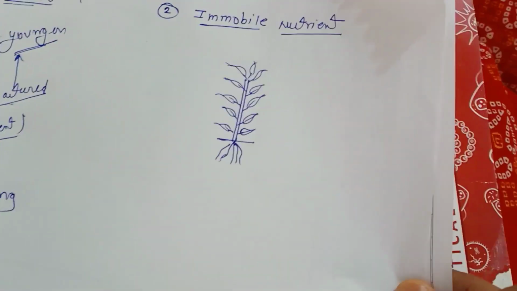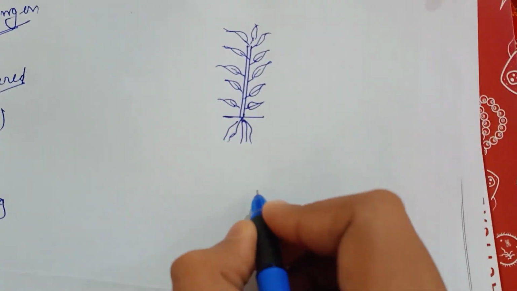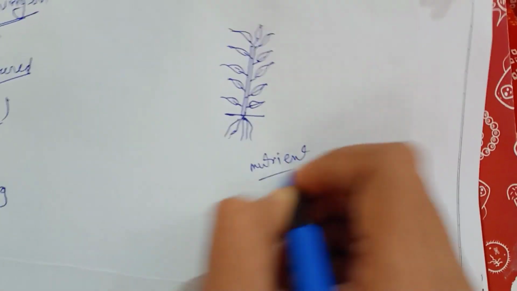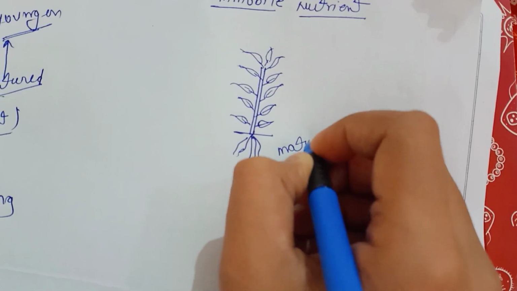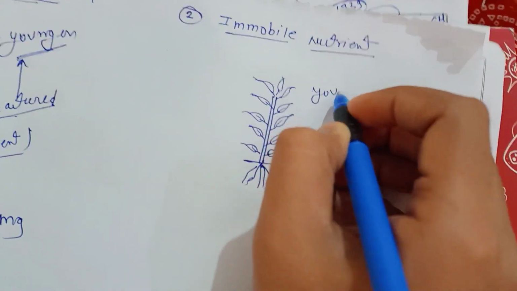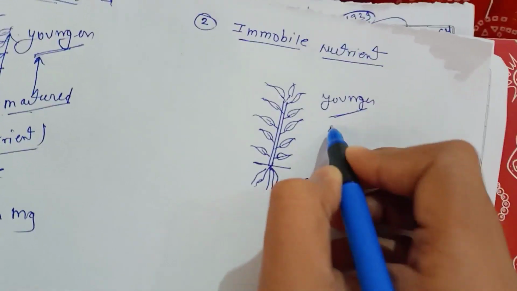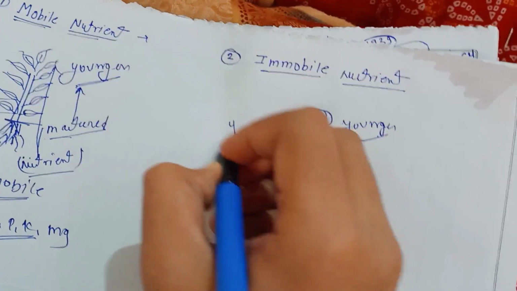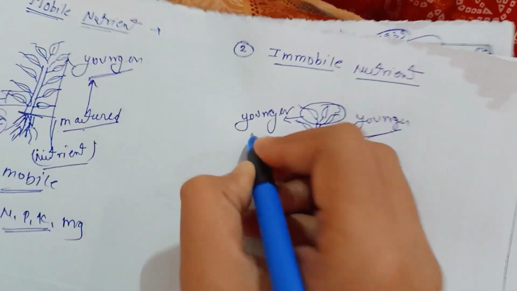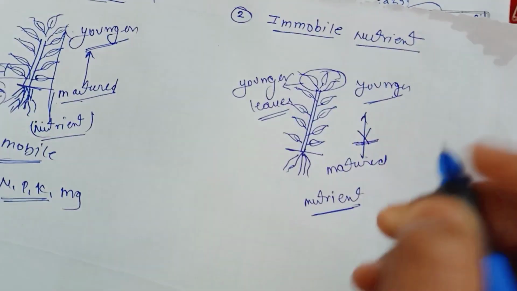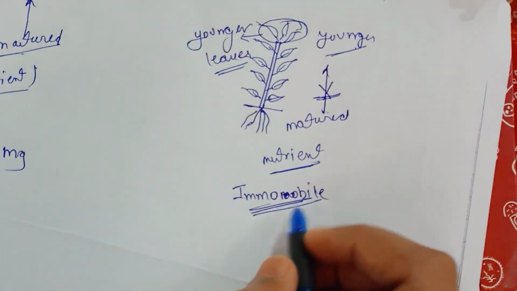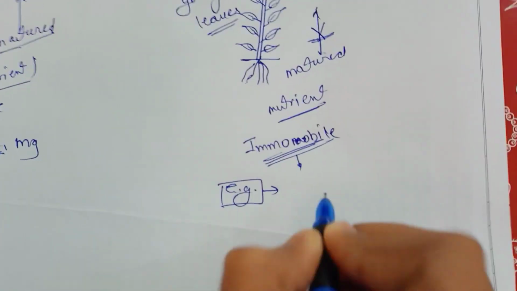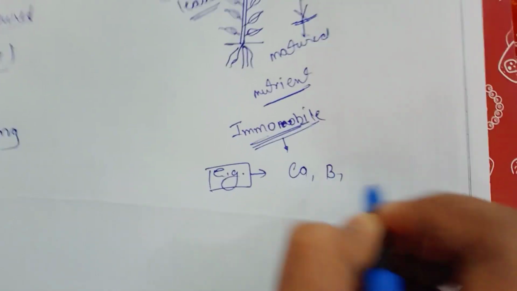And let's discuss immobile nutrients. Immobile nutrients are those nutrients which, when deficient in plants, cannot move from mature tissue to younger tissue, and the deficiency symptoms appear on the younger leaves. These are called immobile nutrients. Examples of immobile nutrients are calcium, boron and sulfur.